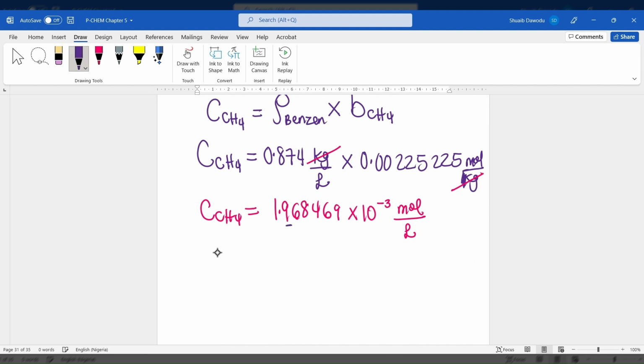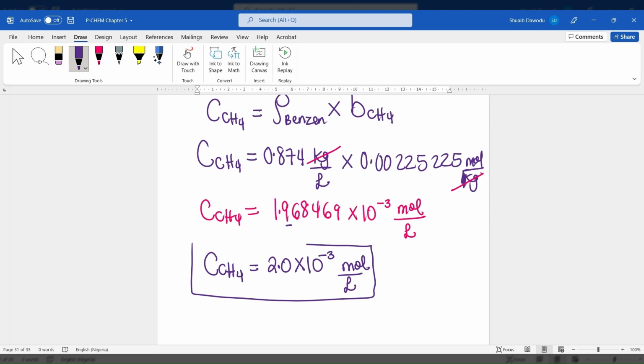So the molarity, or the molar solubility, of methane at 1.0 bar in benzene at 25 degrees Celsius is simply going to be 2.0 times 10 raised to the power of negative 3 mole per liter. And this is basically the answer to this question.